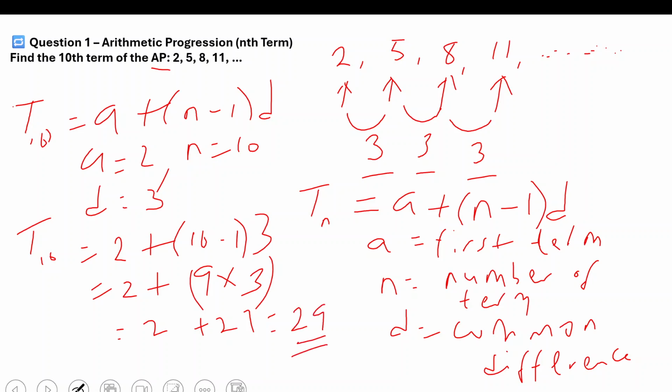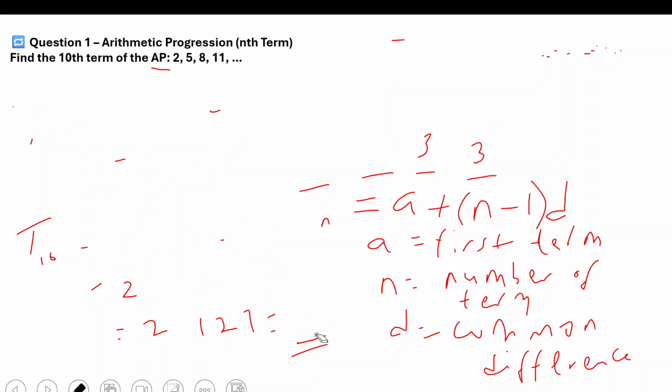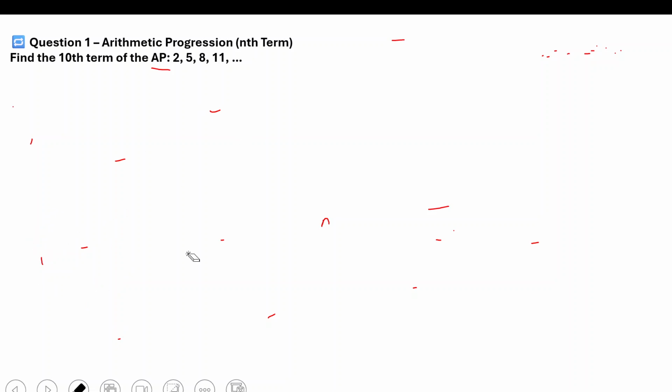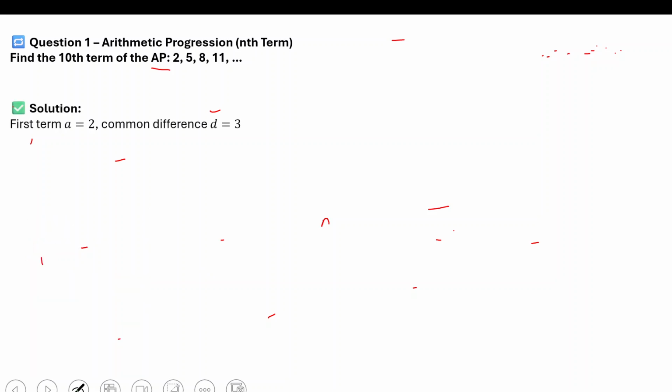So if you continue this sequence and writing, when you come to the 10th position, 29 will be there. So that's the answer. Here, you need to know the formula and understand the concept of terms. The terms are actually the positions of the sequence. The first number in the sequence occupies the first term, the second number occupies the second term, and so on and so forth. So know the formula and know how to find the number of terms.